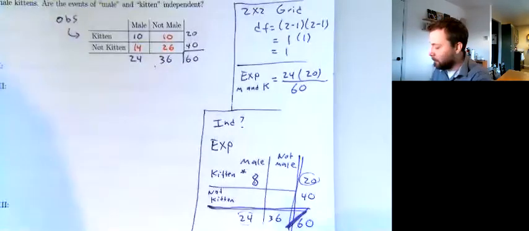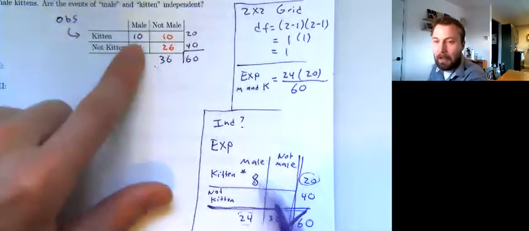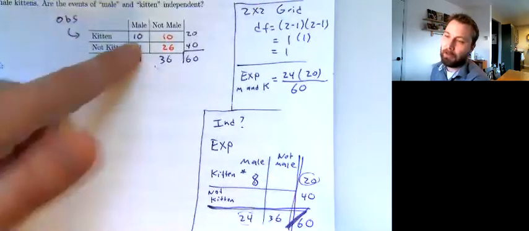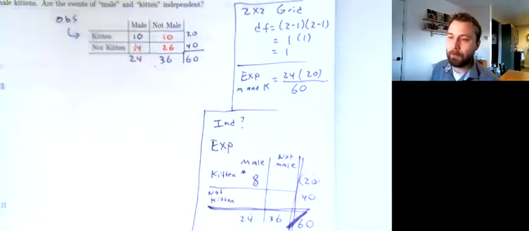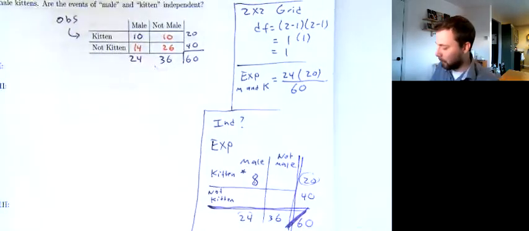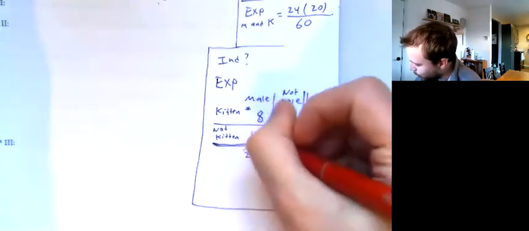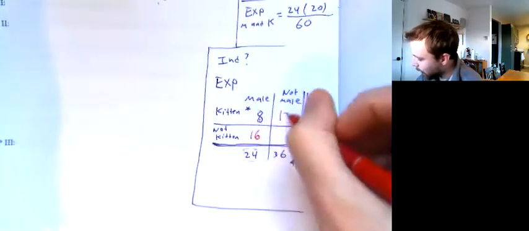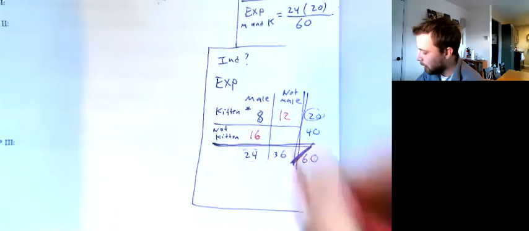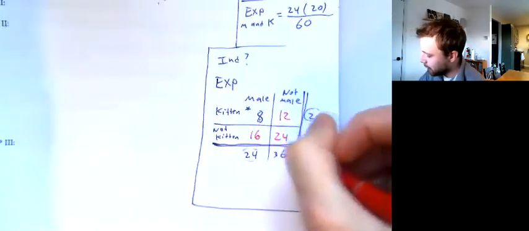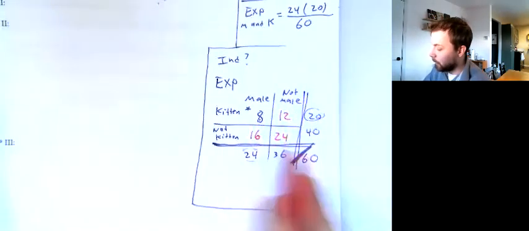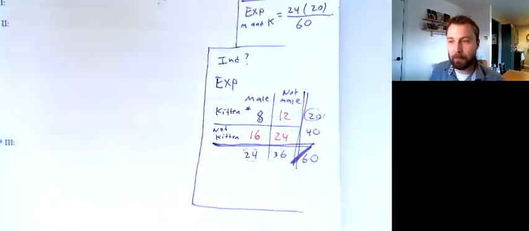So now I was expecting 8 if it was independent. I got 10. Looks like I'm off by 2 animals there. That doesn't feel like a ton of error, so let's keep going. 8 and 16 yields 24. 8 and 12 gives me 20. 12 and 24 gives me 36. 16 and 24 gives me 40. This is looking pretty good.